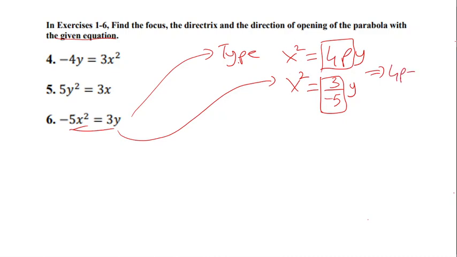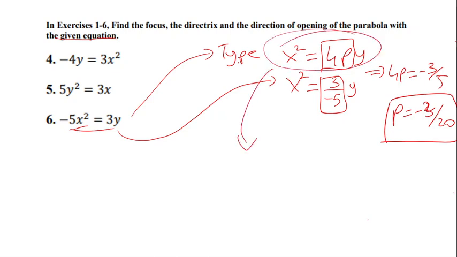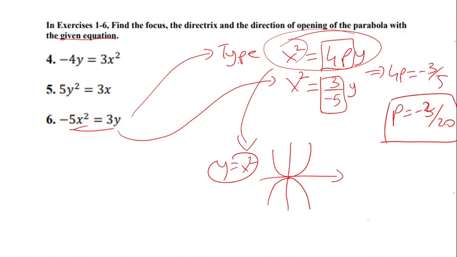So this will be 4p equal to negative 3 over 5, and this p will be equal to minus 3 over 20. Now again, when you look at this, we have this type like y is equal to x squared type. So it has to be something like this. Since we have y and x squared here, it has to be a vertical parabola. And now which one? P is negative 3 over 20.